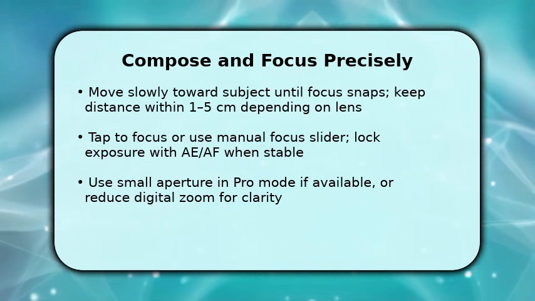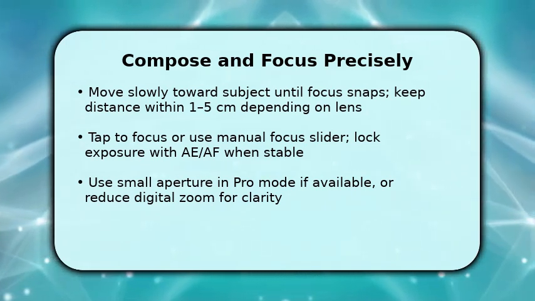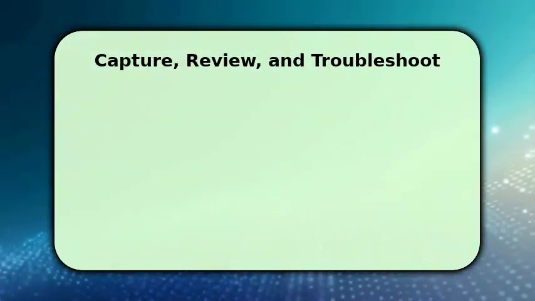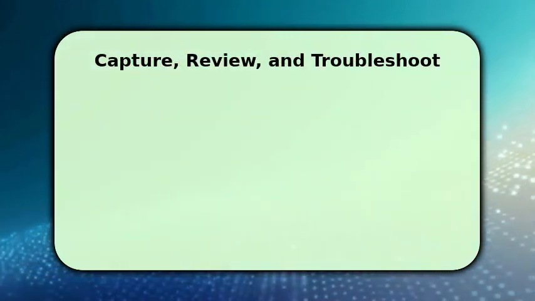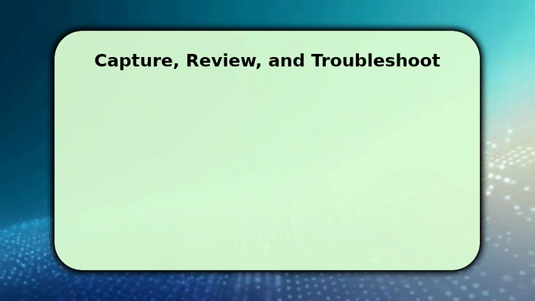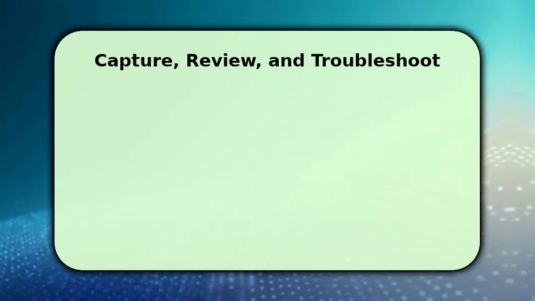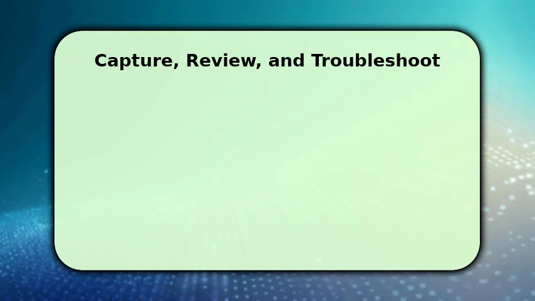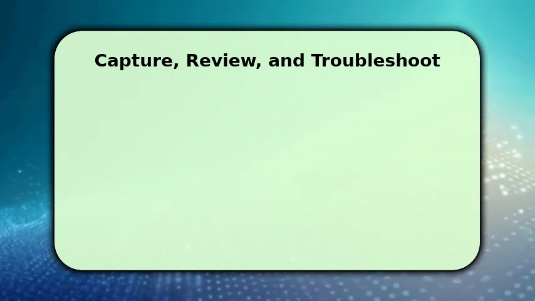Because clarity comes from optics, you finalize by triggering the shutter with a timer or remote to eliminate handshake, and then review the image at full size to confirm sharpness where it matters. If highlights blow out, lower exposure or ISO. Add a soft fill light to tame deep shadows without flattening texture.